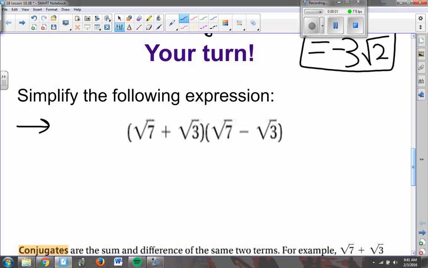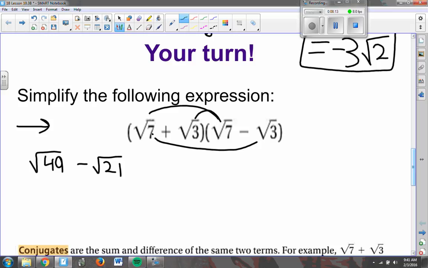All right, when we FOIL, the square root of 7 times the square root of 7 ends up being the square root of 49. The outside ends up being minus the square root of 21. The inside ends up being plus the square root of 21. So those will cancel each other out too, that's nice. And the last is minus the square root of 9.